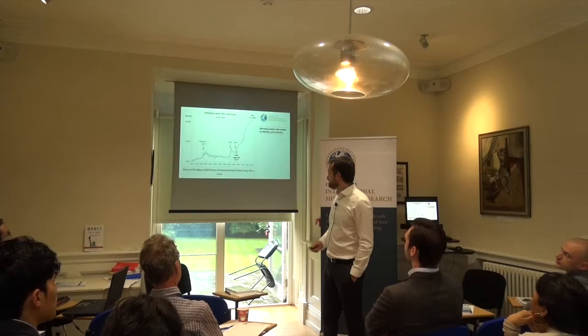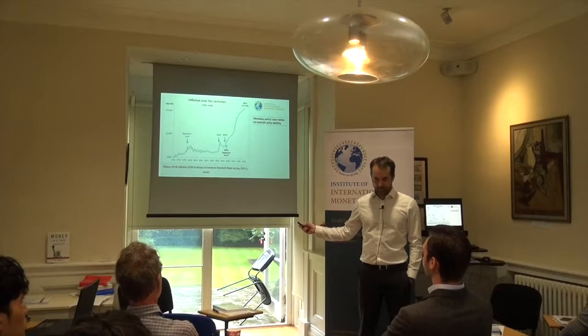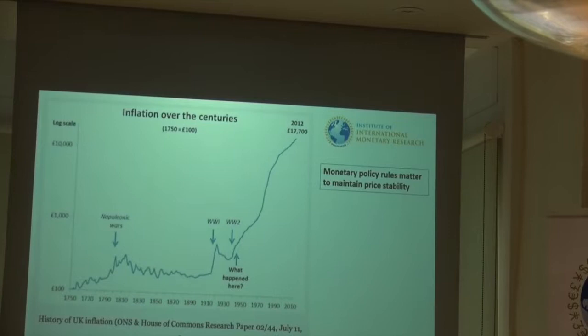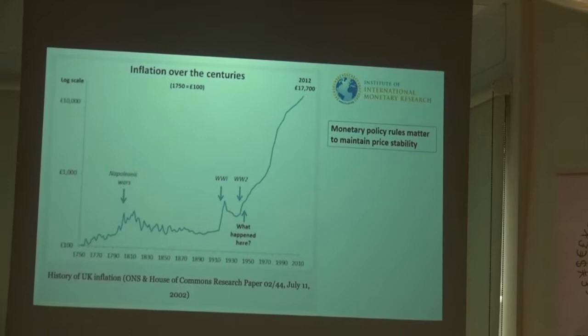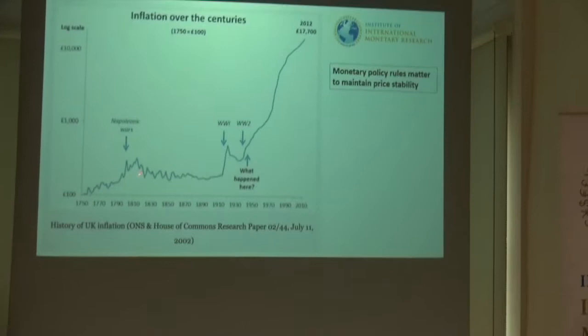Yeah, this is 250 years of inflation in the UK, 1750 to, well, nowadays. So after the Napoleonic Wars, the Bank of England resumed the convertibility, I mean, resumed the gold standard, the obligation to redeem paper notes for gold. And we had a period of more than 100 years of monetary and price stability. This means that prices back in the 1810s were roughly similar to prices 100 years later.